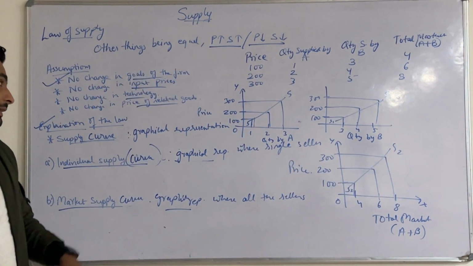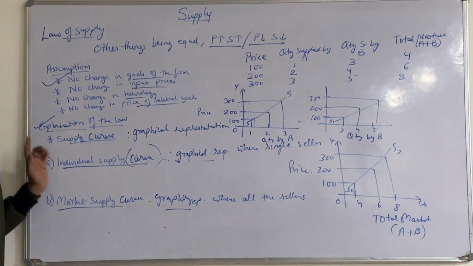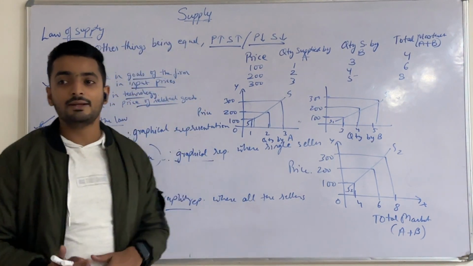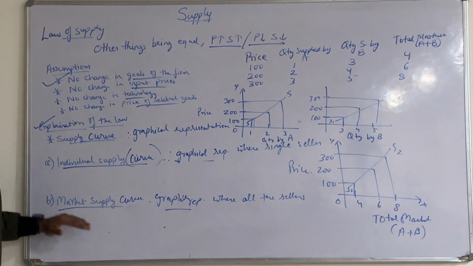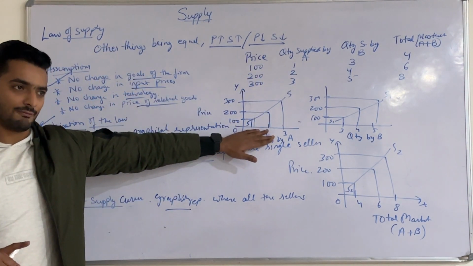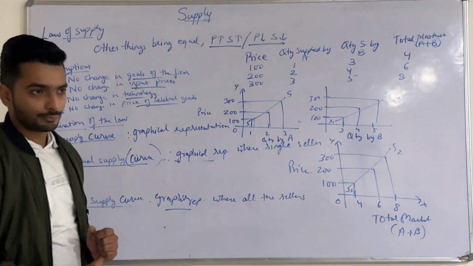So first you will write the meaning of the law, then the assumptions of the law, then in the explanation the individual supply schedule and market supply schedule. Then you will write the individual supply curve and market supply curve. You will draw a schedule plus graph. Understood? This is your law of supply. Any doubt?